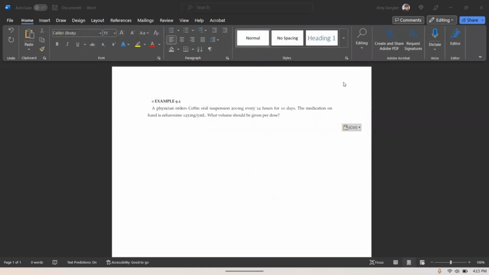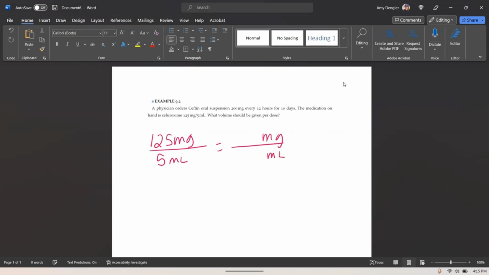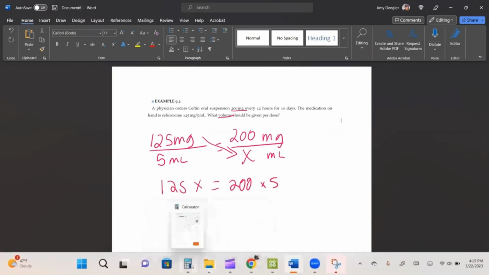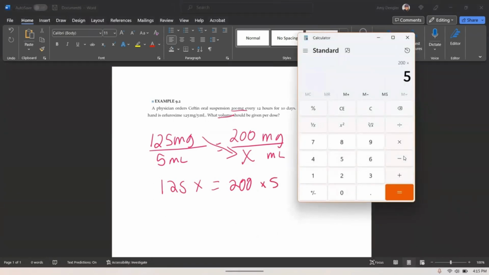Okay, so 9.2, a physician orders Septin oral suspension 200 milligrams every 12 hours for 10 days. The medication on hand is cefuroxime 125 milligrams per 5 ml. What volume should be given per dose? So just like the other one, I'm going to take the strength of the medication, 125 milligrams over 5 ml. Then I know I need milligrams here and milliliters here. They're looking for volume, so that's going to be milliliters, so that's my X. And we need 200 milligrams. So we'll do 125X is equal to 200 times 5. So first we need to take care of that 200 times 5. That is 1,000.